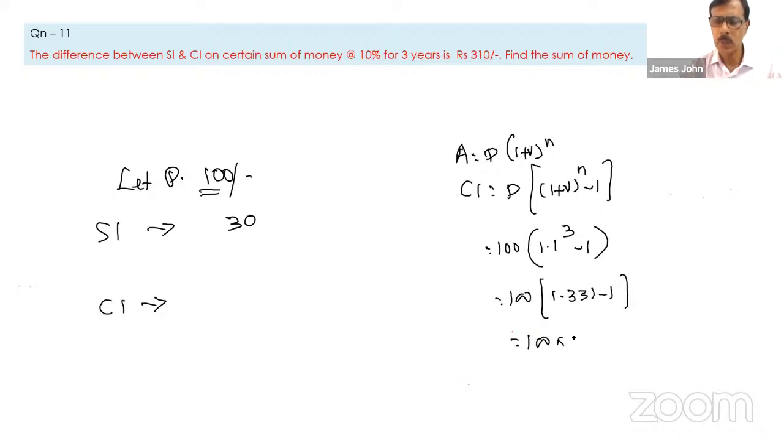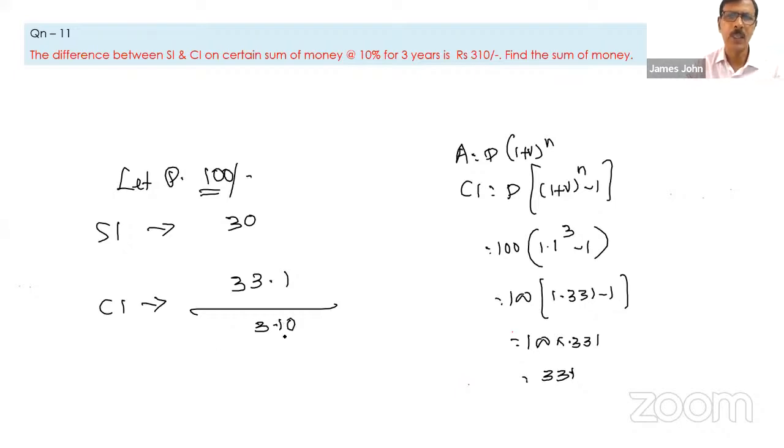This is 100 into 0.331. So you will get 33.1. So you got 33.1. So what is the difference between compound interest and simple interest? It is 3.1. So now you see, if the principal is 100, the difference is 3.1.